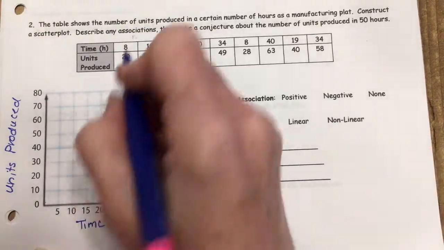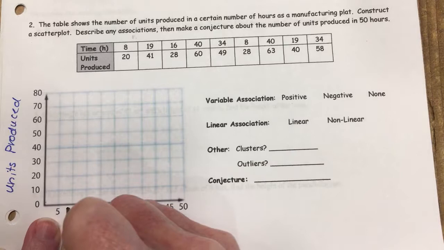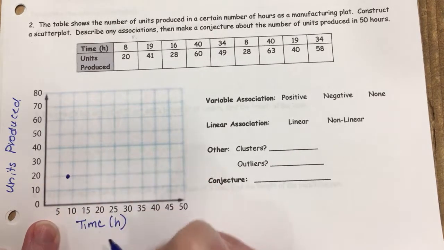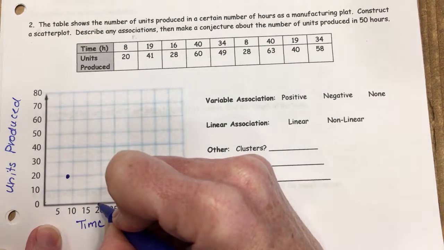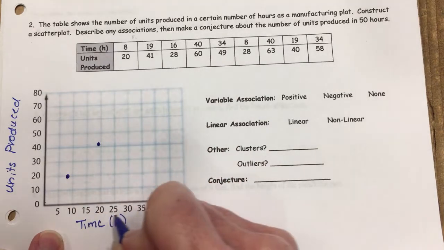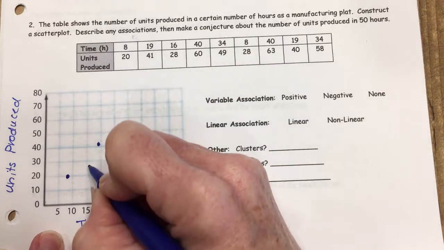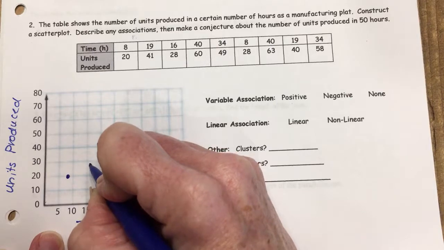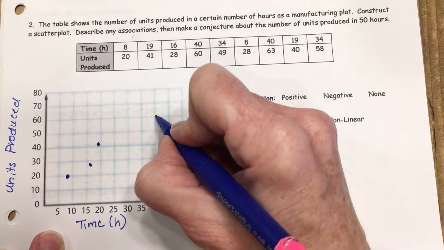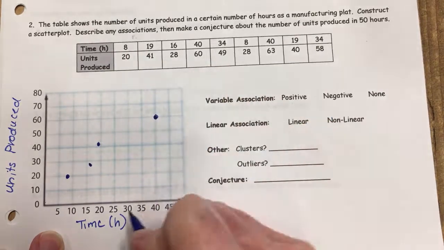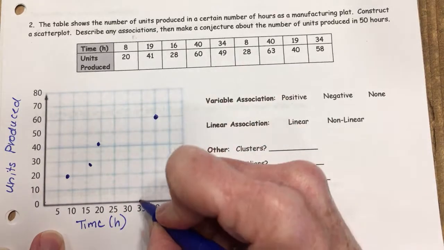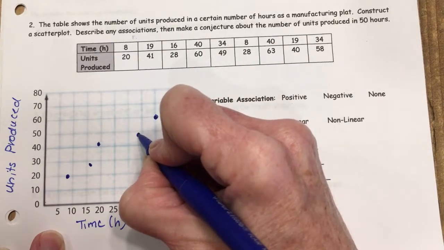All right, so when I have 8 hours, so that's between 5 and 10, I make 20 units. So that's like right there. And then 19 and 41, so close to 20, a little more than 40. 16 and 28, it's not quite all the way to 30. 40, 60, so 40 and then up to 60. 34 and 49, it's not quite all the way to 50.